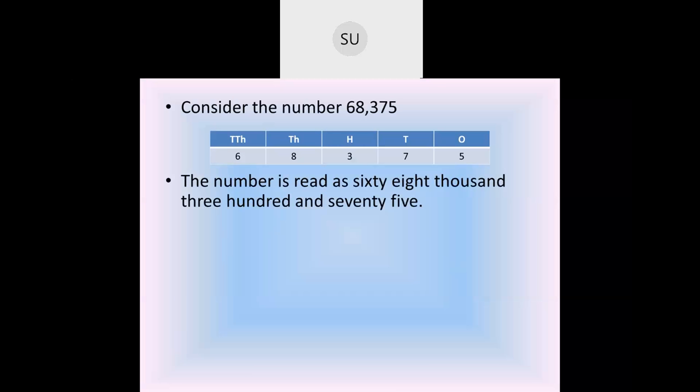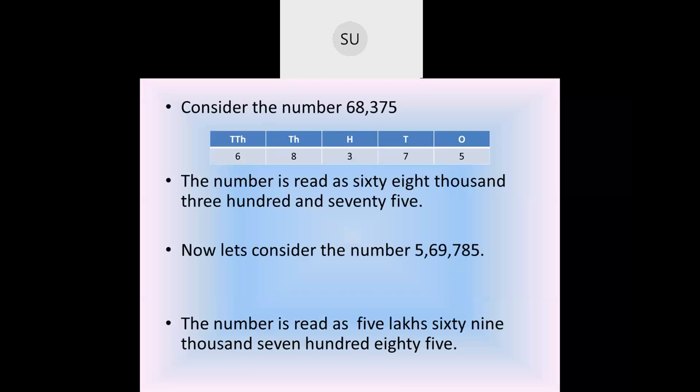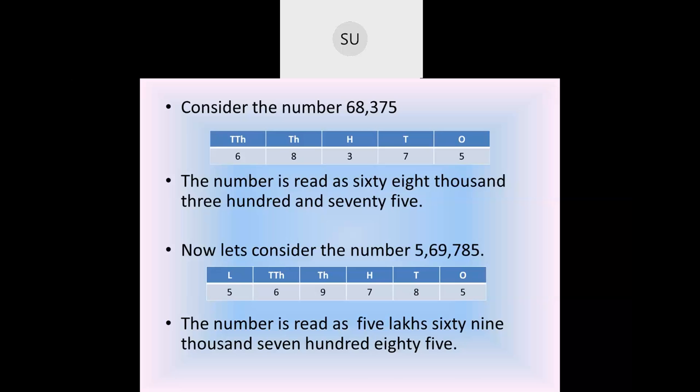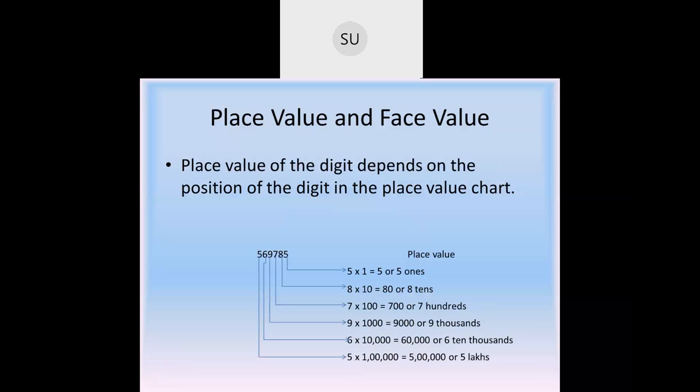Alright, so now consider the number 68,375. Here 375 is in ones period and 68 is in thousands period. So how will you read the number? We read it as 68,375. Now we'll consider the six digit number 569785. 5 is in lakhs period, 69 is in thousands period, 785 is in ones period. So how will we read the number now? 5,69,785.